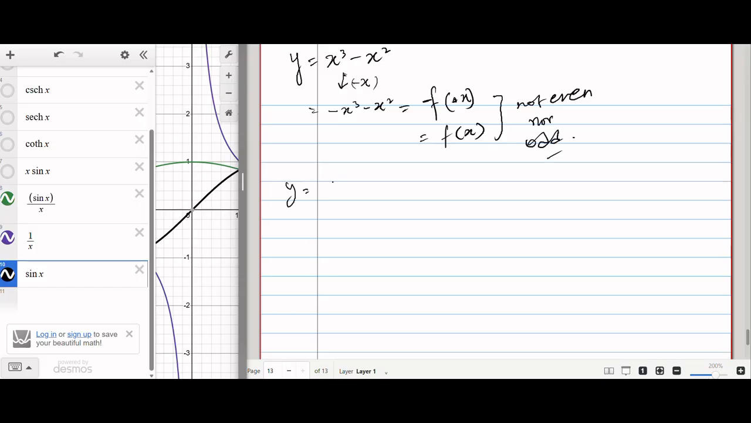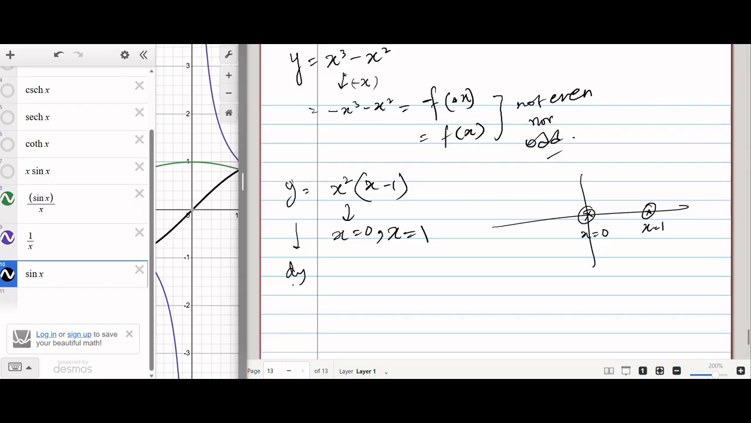Then we'll try to find the zeros of the function, or where the function cuts the x-axis. We'll simply take x square common and write x minus 1. So the function is 0 at x equals 0 and x equals plus 1. So it cuts here and cuts here. So obviously we can say that there's an extrema between x equals 0 and x equals 1. So we'll try to figure out the positions of the extrema.